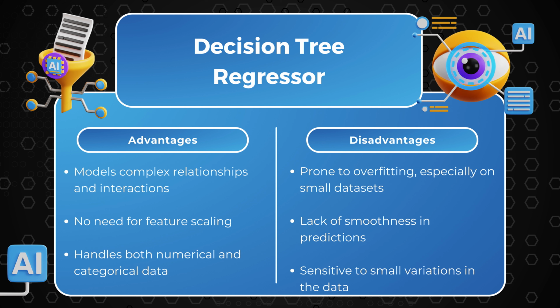Decision Tree Regressor. Advantages: can model complex relationships and interactions. No need for feature scaling. Can handle both numerical and categorical data. Disadvantages: prone to overfitting, especially on small datasets. Lack of smoothness in predictions. Sensitive to small variation in the data.